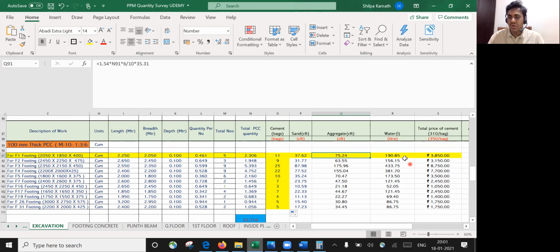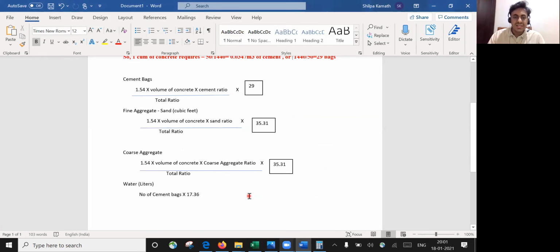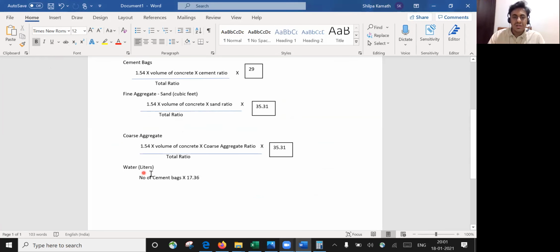Now coming to the water, how much water is required? The simple calculation for the water is that, whatever number of bags you are getting, multiply that by 17.36. You're going to get the water in liters. So this is a conversion factor. In the next lecture, I'll explain how to achieve this 17.36.